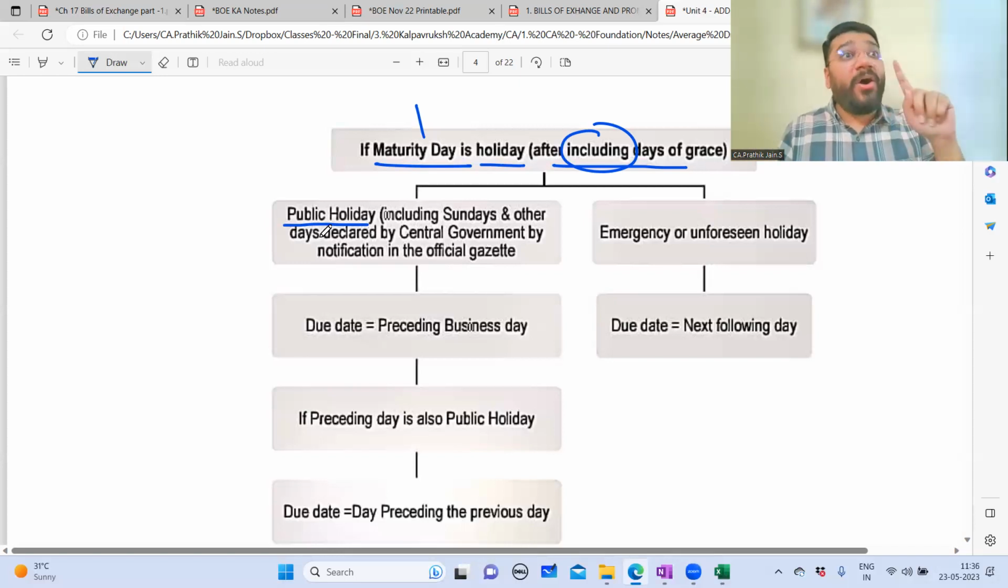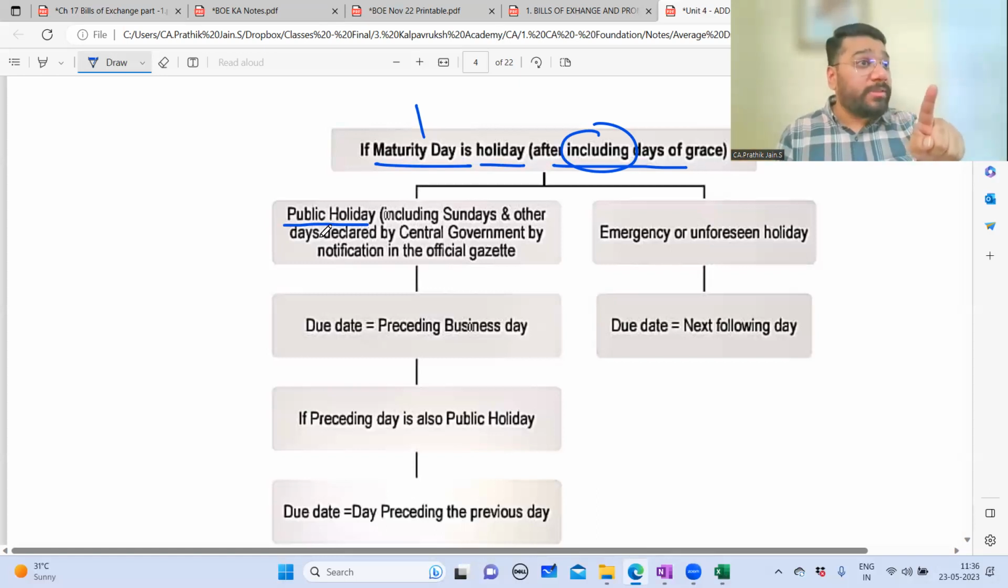Okay. August 15, public holiday. Then your Republic Day, Jan 26. So all these public holidays are there, no? Gandhi Jayanti, October 2, then Children's Day, certain public holidays. So if your maturity date falls on a public holiday, will you make the payment on the public holiday?